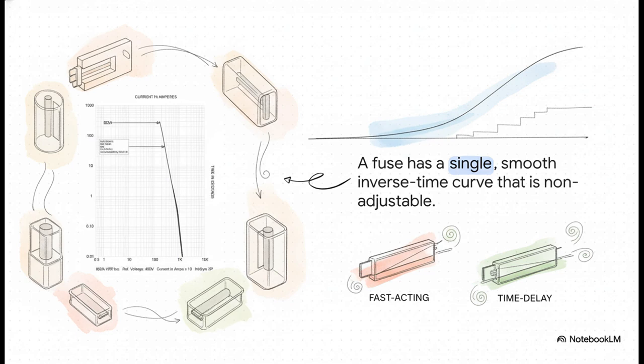What's the first thing that jumps out at you? It's the shape, right? Instead of all those adjustable steps we saw with the breaker, the fuse has just one smooth, continuous curve. Its behavior is dictated entirely by the physics of the metal element inside it melting, and that means this curve is completely fixed. You can't adjust it. A fast-acting fuse will just have a steeper curve than a time delay fuse, but you can't change it once it's made.